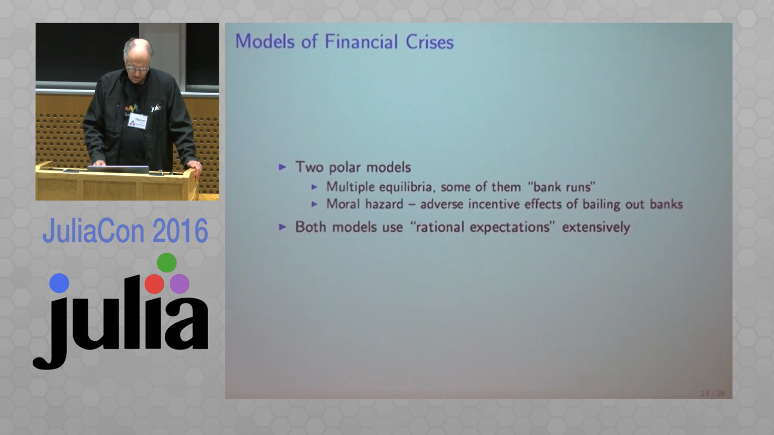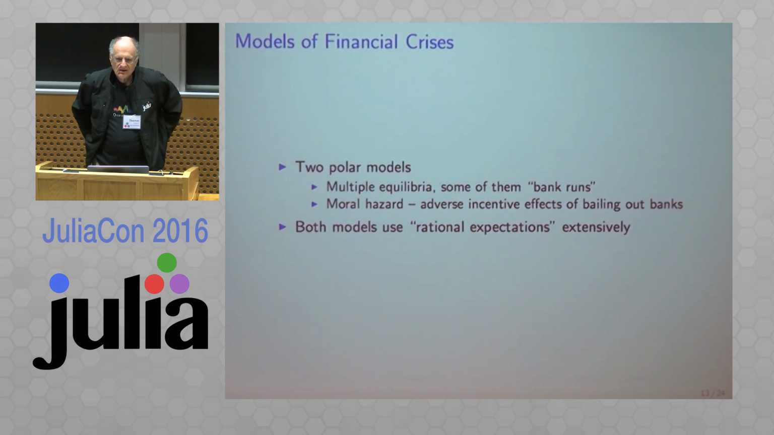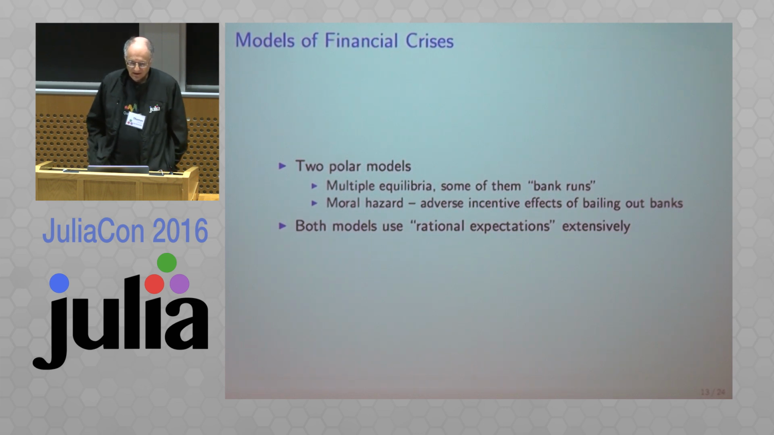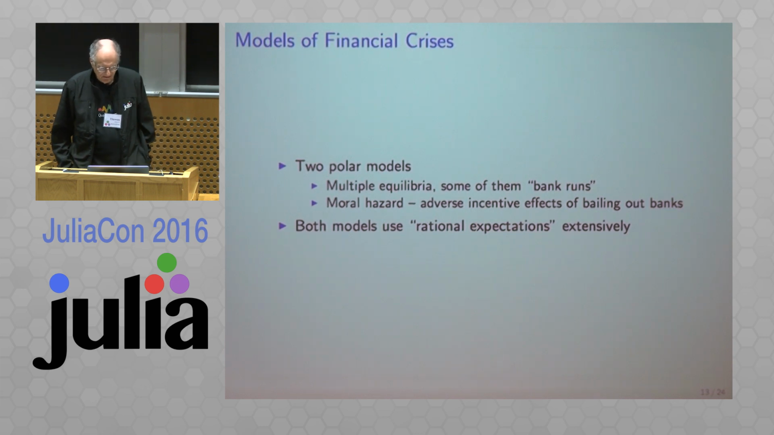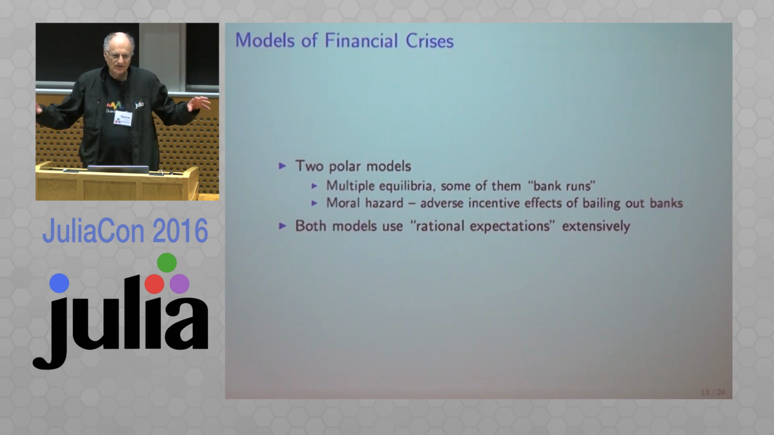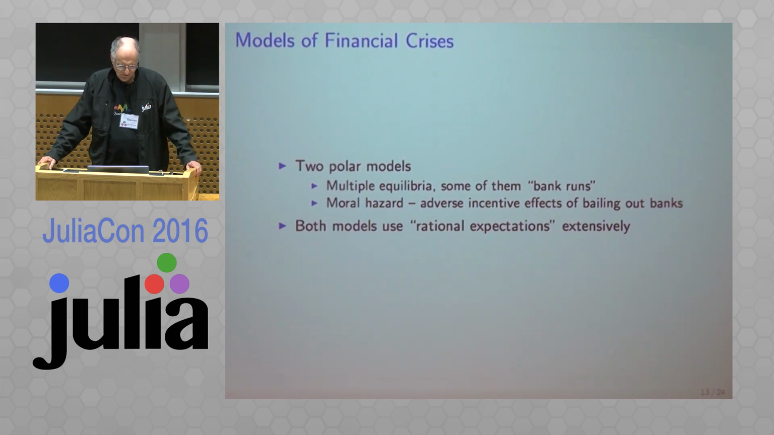I'm going to skip over this, but in terms of the financial crisis, there are two polar models of the financial crisis, and if there are questions, I'll come back to them. These models make different assumptions. One is a model of bank runs, and it motivated much of what Ben Bernanke did. It's a model of multiple equilibria. Then there's a distinct model of moral hazard, about the adverse incentive effects of bailing out banks. And these polar models are the only two serious scientific models of financial crisis.